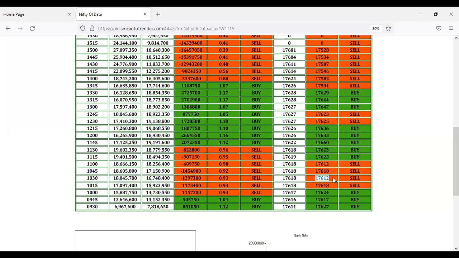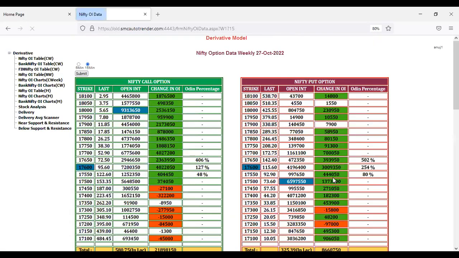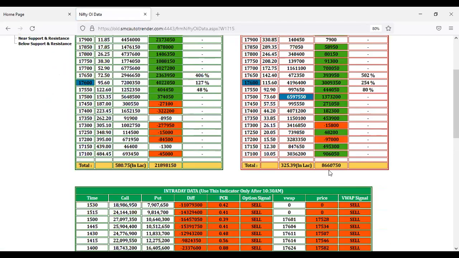Strike price will be, on Friday, Monday until Tuesday, you can take one strike price out of the money, or one strike price in the money, and one at the money. So considering that yesterday was a Friday, then obviously you could have taken 17,600, which is at the money, 17,650, which was in the money, and 17,550, which was out of the money. You could have taken that from Monday to Tuesday.